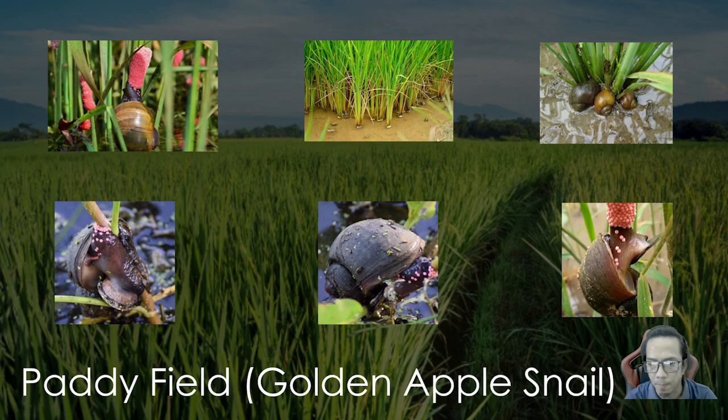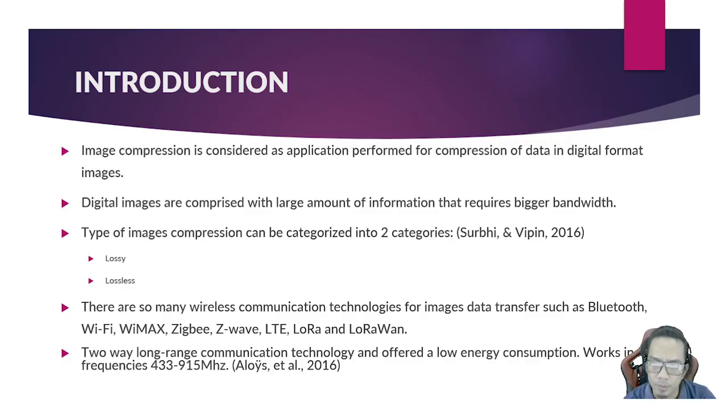So for this study, the idea is to detect the location of these predators, take photos, and transfer the image data to the monitoring base station. To transfer the image data, it needs to be compressed before being transmitted over a long-range wireless network. Image compression is a type of data compression applied to digital images. The reason is to reduce the cost of storage or transmission. Digital images contain a large amount of data, which requires bigger bandwidth.